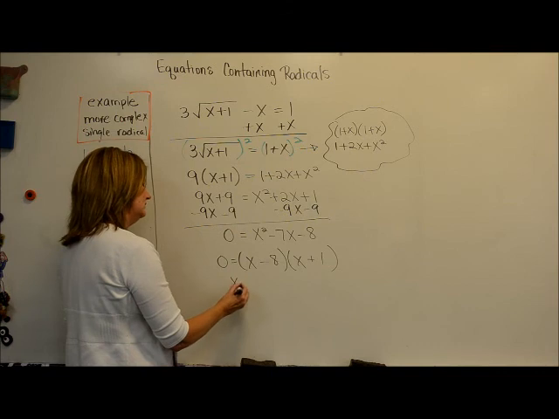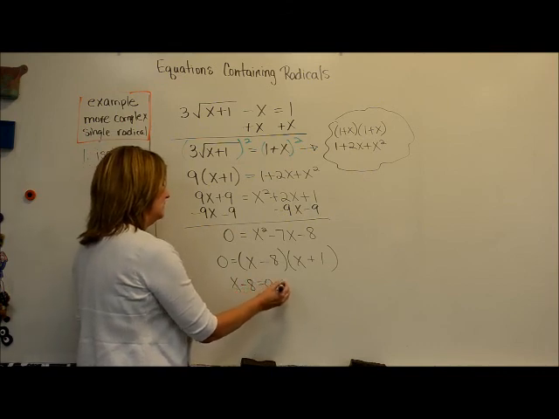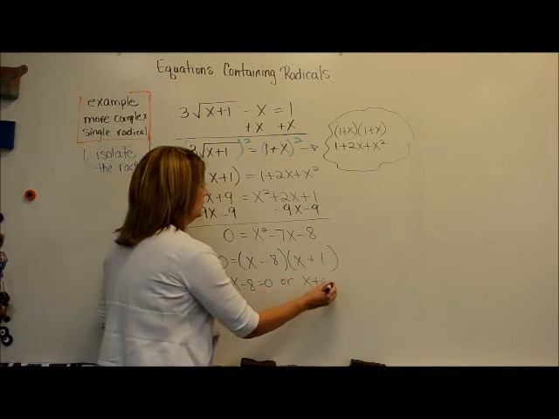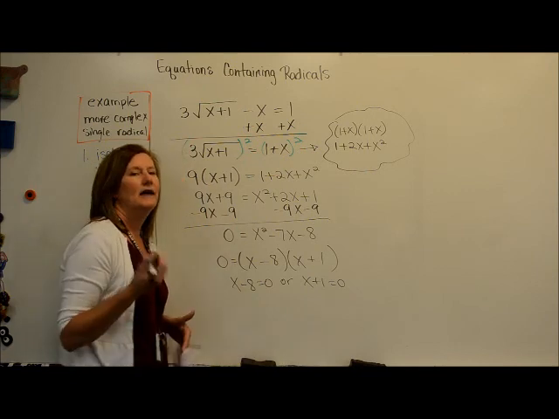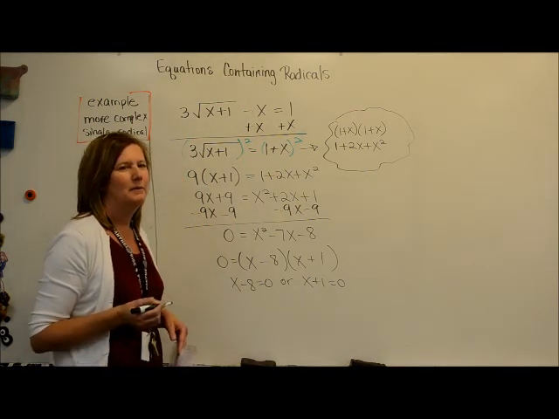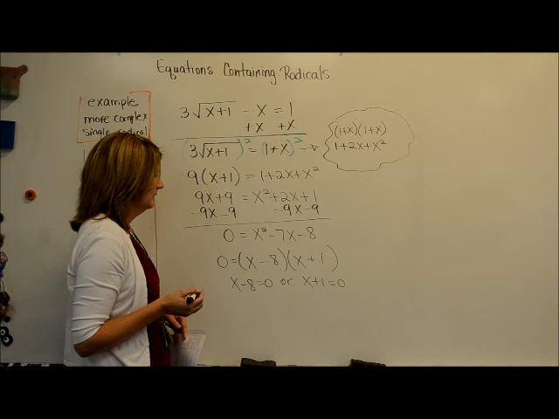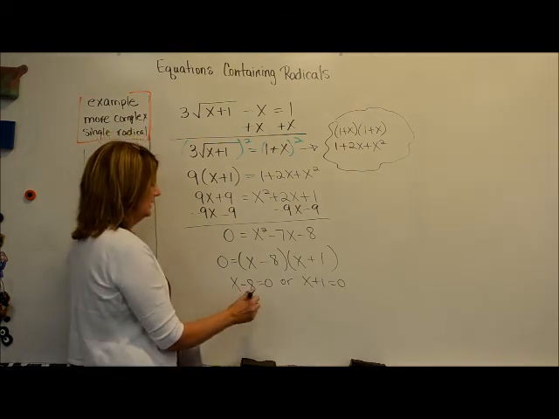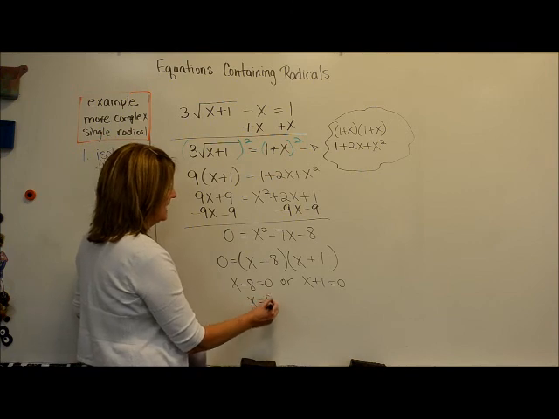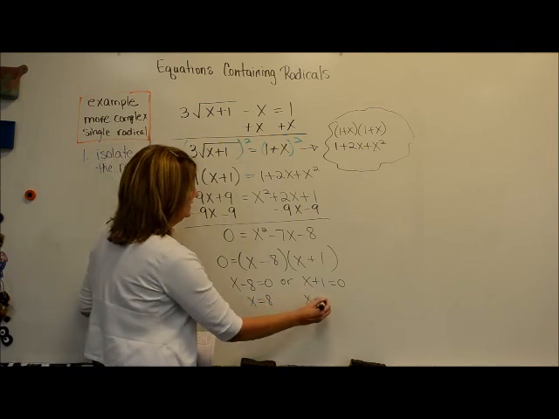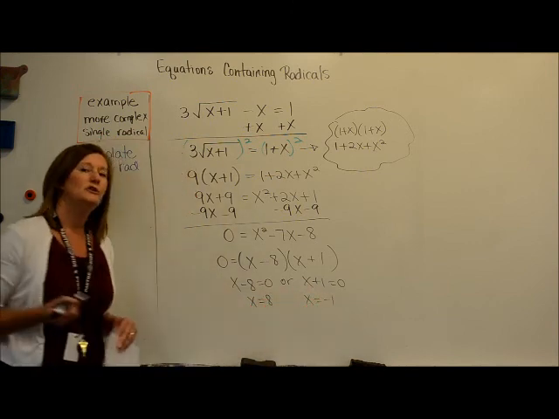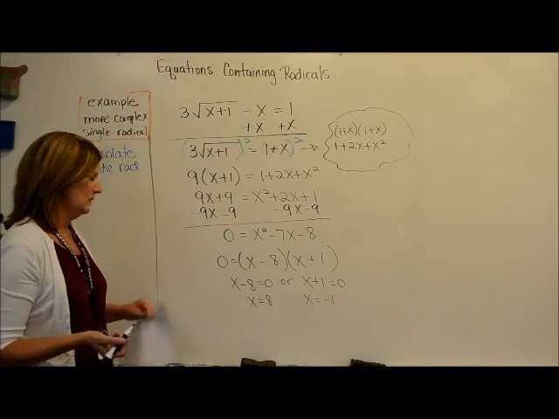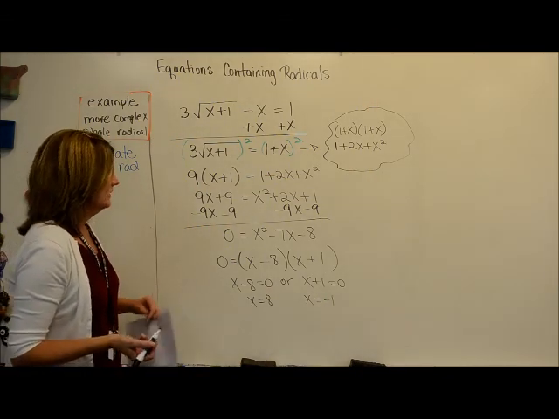So x minus 8 equals 0, or x plus 1 equals 0. One of those two things has to be true. That's that multiplication property, the zero product property. Okay, so what I'm going to get here is x equals 8, and what I get here is x equals negative 1. So there's my two possibilities. Well, let's see if they work.